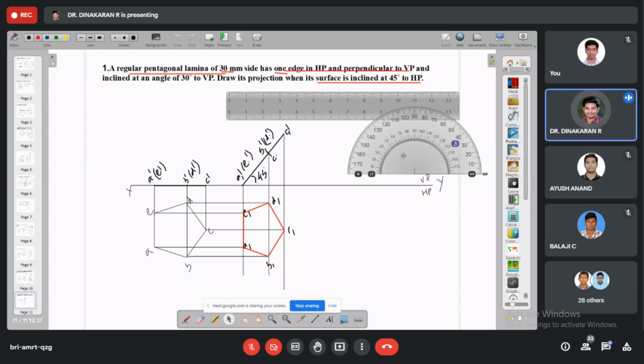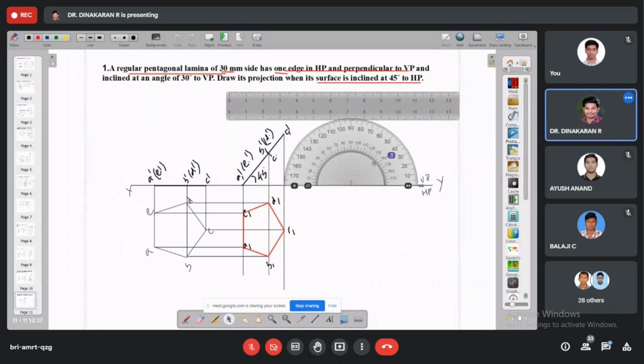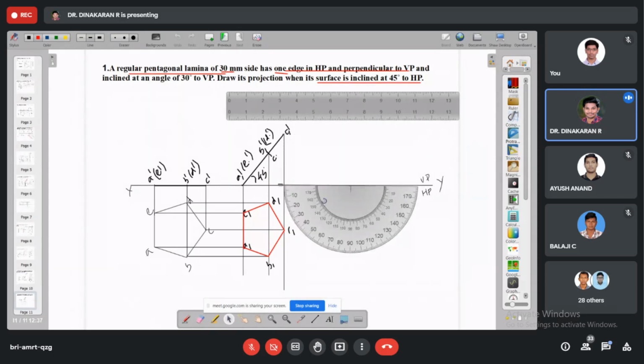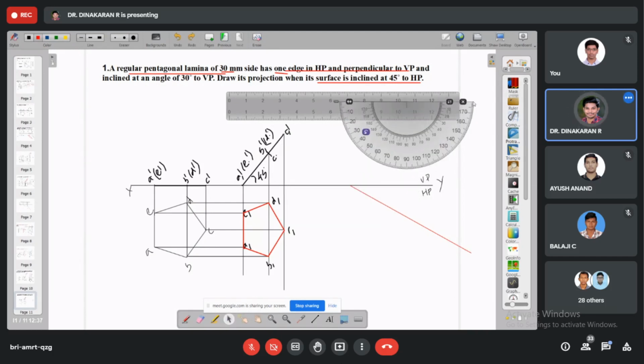Now tell me the other incline. Which incline do they give? Now 30 degree. 30 degree to VP. So draw a 30 degree line. Then they told us an edge or corner will be inclined at 30 degree to VP. What did they tell? Edge or corner. We drew a 30 degree line. One condition they told. What condition did they tell?